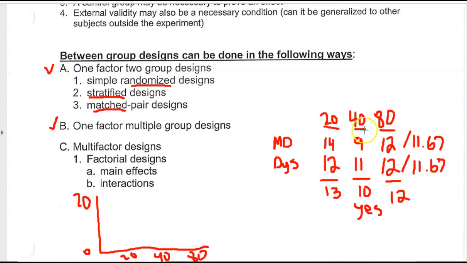So, let's draw the lines. Major depression, 14, 9, and 12. 14, all the way down to 9. Wow. But then back up to 12. Okay. And then what about dysthymia? It starts lower at 12. It dips slightly down here, doesn't it? But then it meets up at 12. So, is there an interaction?